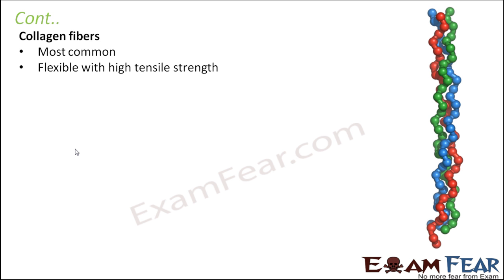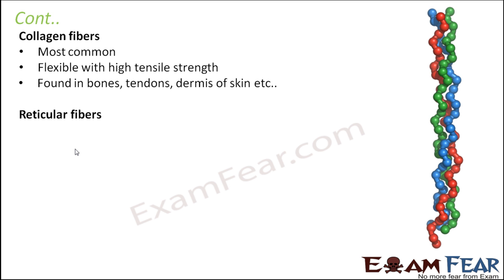Collagen is the most common. It is flexible with high tensile strength. So flexibility is there, and at the same time it has good strength. It is found in bones, tendons, dermis of skin, etc. These are the places where you can see collagen fibers. The next is reticular fibers, which are arranged in a mesh-like pattern, something like a sieve.